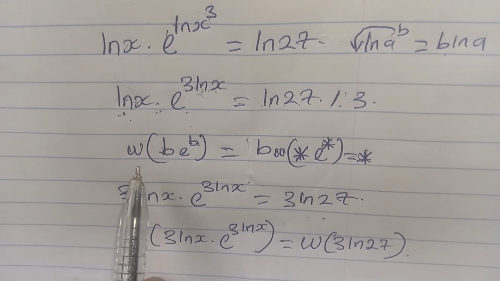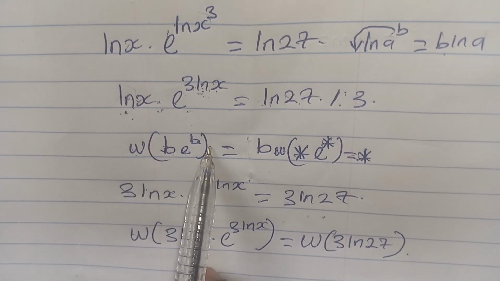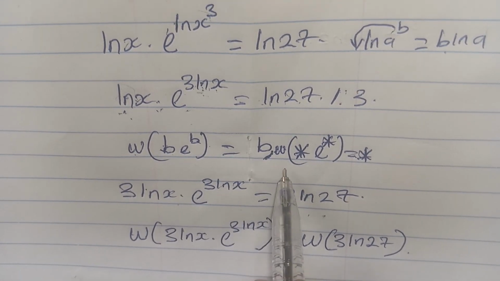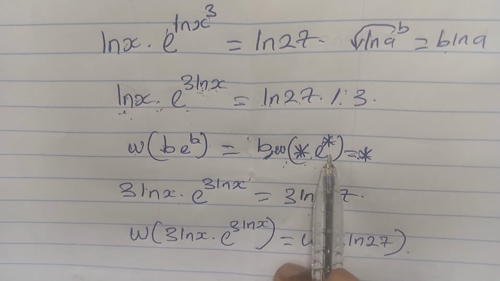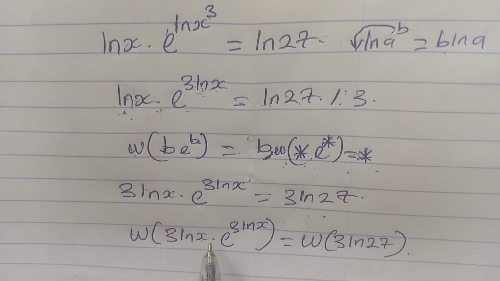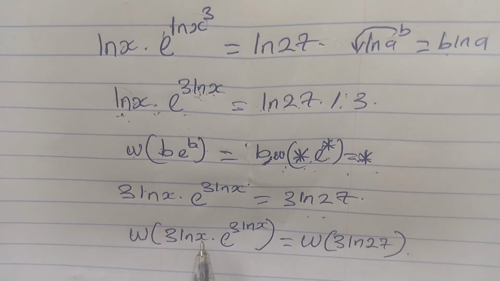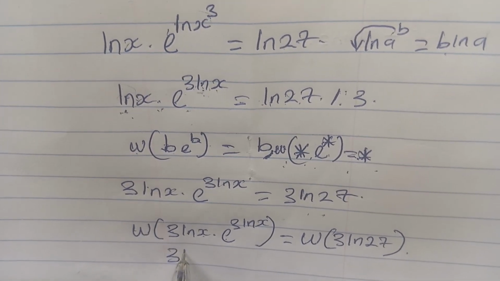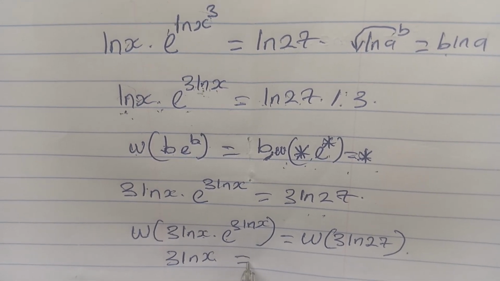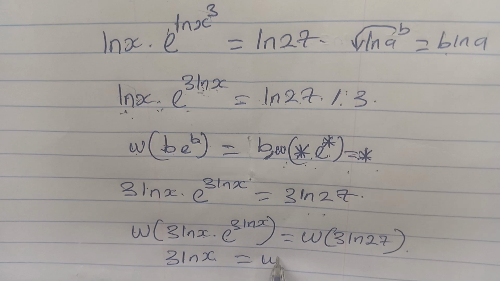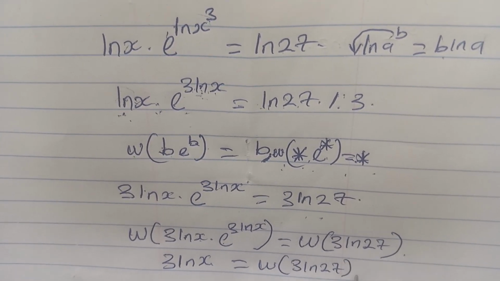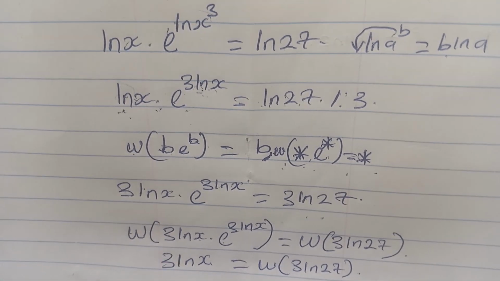Now remember we said the Lambert W function of b exponential b is equal to b. So this is the identity. If we take the Lambert W function of star exponential star, it is equal to star. So if we take the Lambert W function of 3 ln x exponential 3 ln x, it is equal to what? 3 ln x, right? The right side remains the same, the Lambert W function of 3 ln 27. So this is what we are now having.